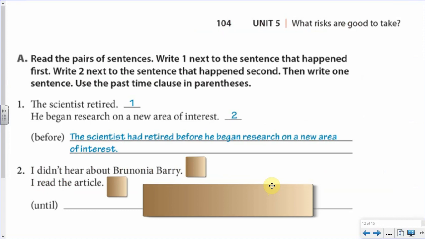Turn to the book and page 104, and we need to first of all look at activity A. Let's look at the instruction. Read the pairs of sentences. So we have 2 sentences. Write 1 next to the sentence that happened first, then write a 2 next to the sentence that happened second. Then we need to write 1 sentence. Okay, so we need to use the time clause here. Number 1 is before, between, in the parenthesis. Okay, so let's do number 1 together.